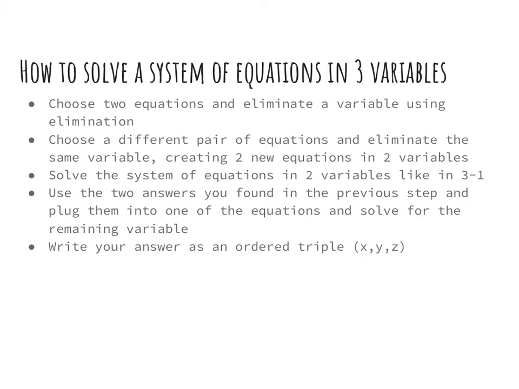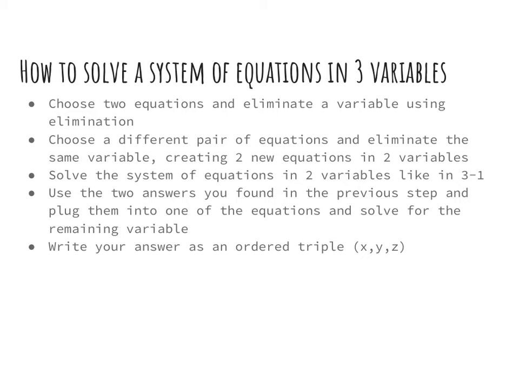So basically what we do is we choose two equations and eliminate a variable using elimination. Usually we pick the easiest one to get rid of. And then after that, we choose a different pair of equations and eliminate that same variable. With those two steps, we create two equations and two variables, which we can then solve like we had been doing in 3.1.